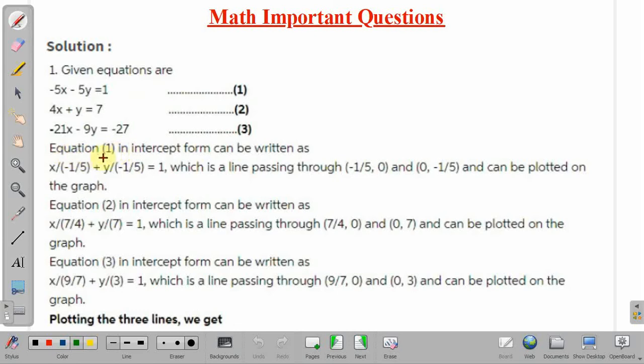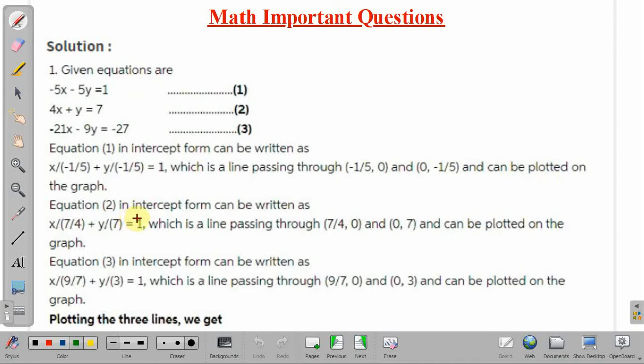So for the first line, when we substitute y equal to 0, we will get the x intercept. So the point will be minus 1 by 5, 0. Similarly, when we substitute x equal to 0, we will get y equal to minus 1 by 5. So a line can be drawn by joining these 2 points, and the same can be plotted on the graph.